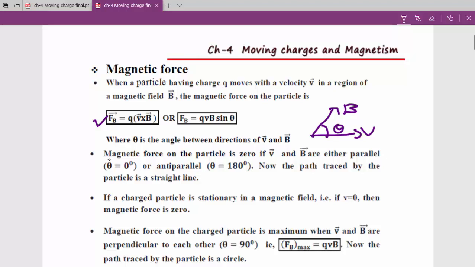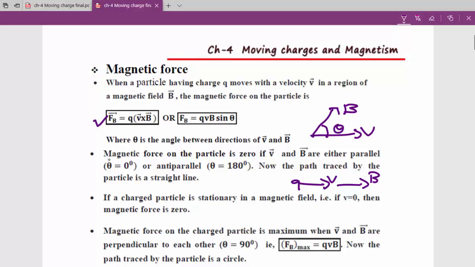The magnetic force on the charged particle is 0 if v and B are parallel. If the velocity is parallel to the magnetic field, if the charged particle moves along the magnetic field or opposite to the magnetic field, the force experienced is 0. You can see theta is 0, theta is 180 degree. Theta 0 means along the magnetic field the charge moves. Theta 180 degree means the charge moves opposite to the magnetic field.